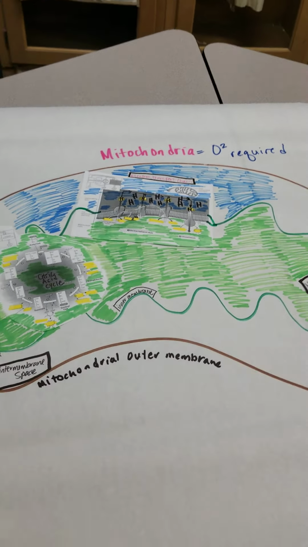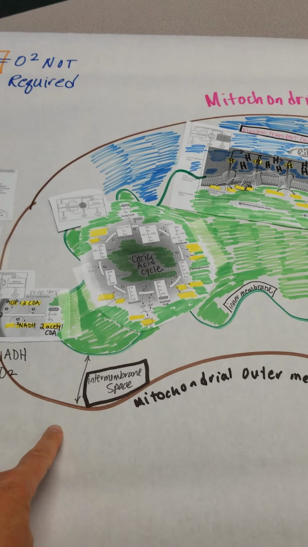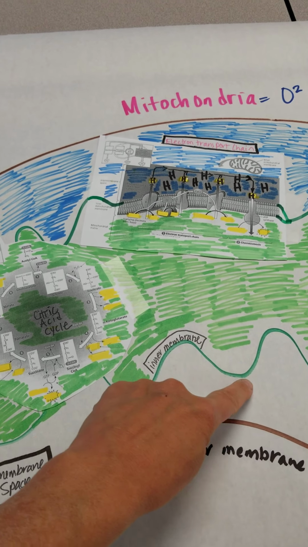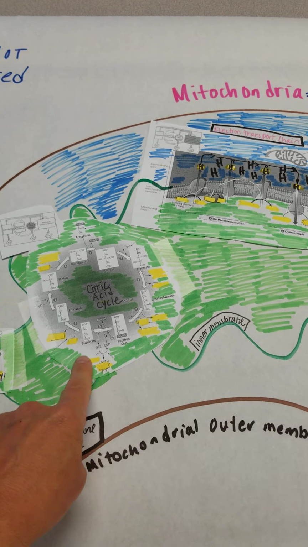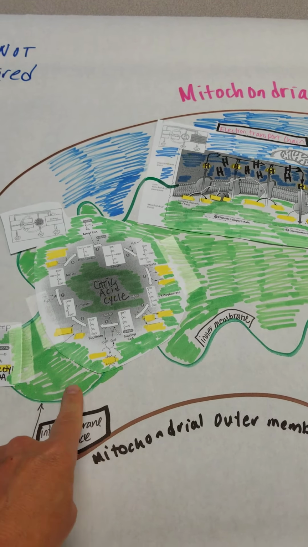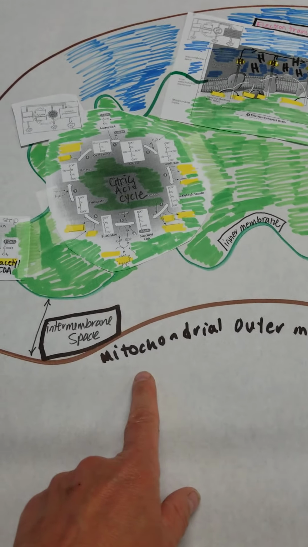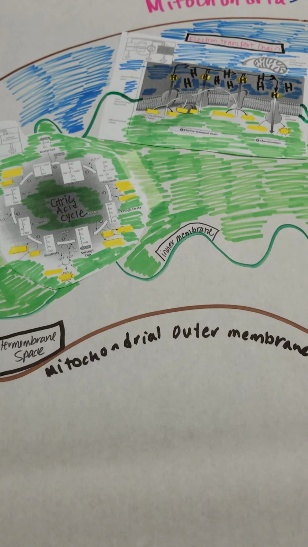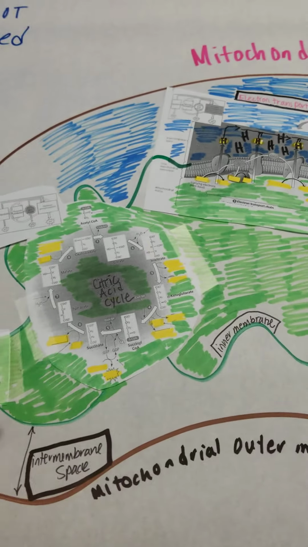So my mitochondria is drawn out of proportion to my cell, but I need it to be big so that I can put all this stuff inside of it. The mitochondria has an outer membrane and an inner membrane, and I've labeled those. Inner membrane, and there it is, mitochondrial outer membrane. This space in here is called the intermembrane space. This space in here that I colored green is called the matrix.